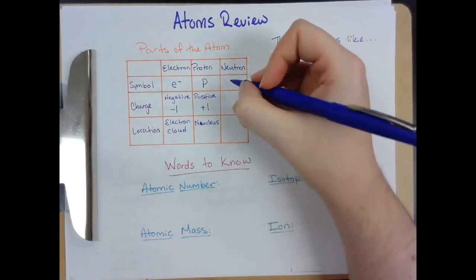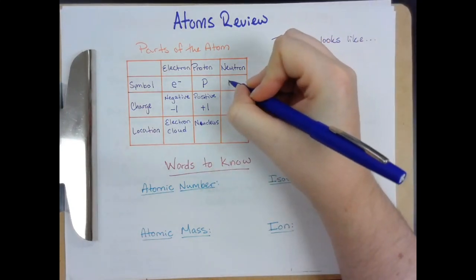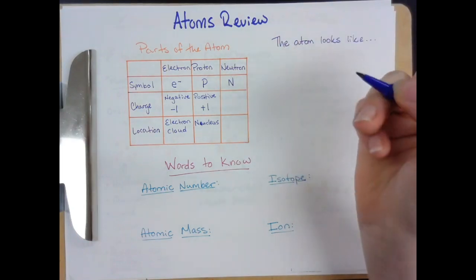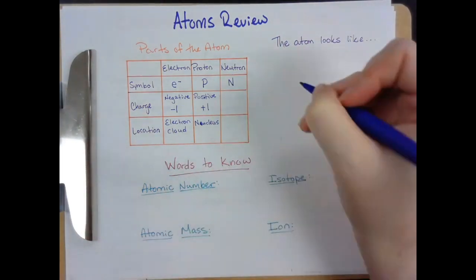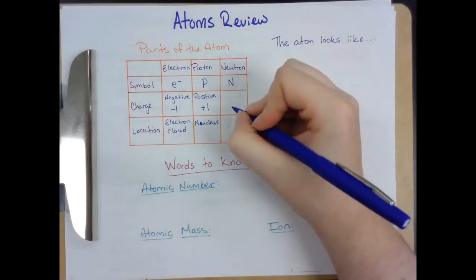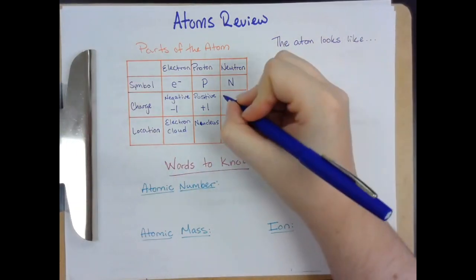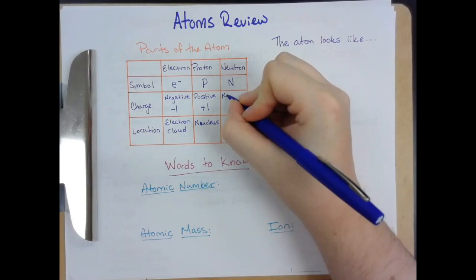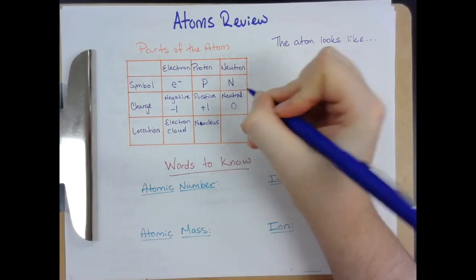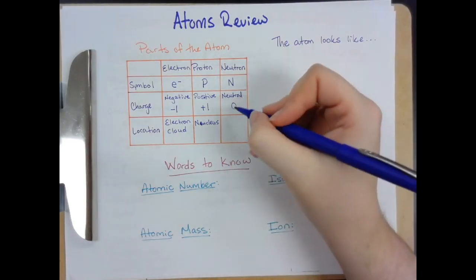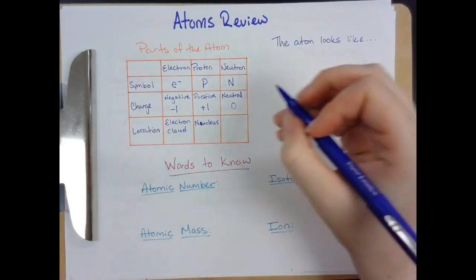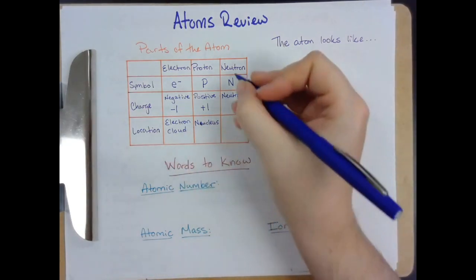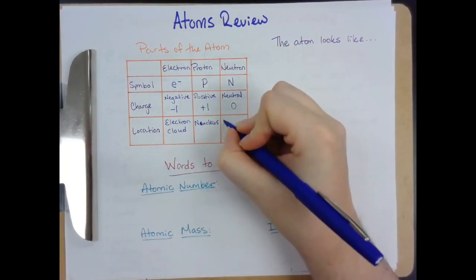Last one on here is neutrons. Should have picked up on the symbol by now. The symbol for neutron is N, first letter of the word. The charge on a neutron is 0. They are neutral, hence the name. So neutrons are neutral. They have no charge. They have a 0 charge. And they are also located in the nucleus with the protons.